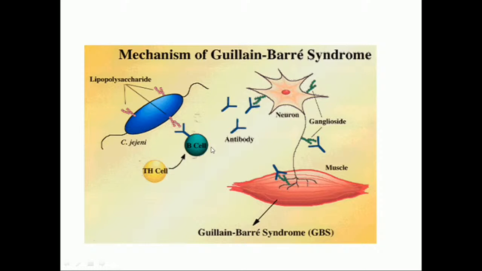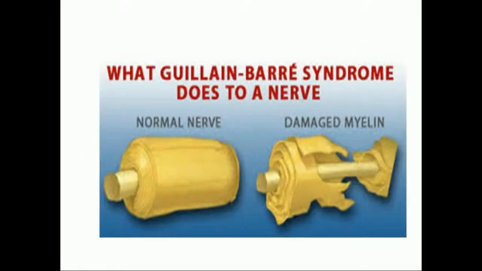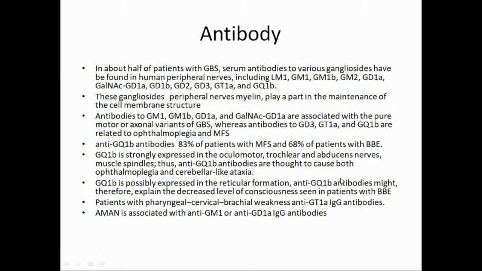So the antibody cannot differentiate, and it attacks its own organ. Now you can see this is axon, this is myelin of normal, but after the damage you can see how the myelin is destructed. So there have been a lot of antibodies formed in the body of a patient with GBS, like GM1, and so many antibodies are there.